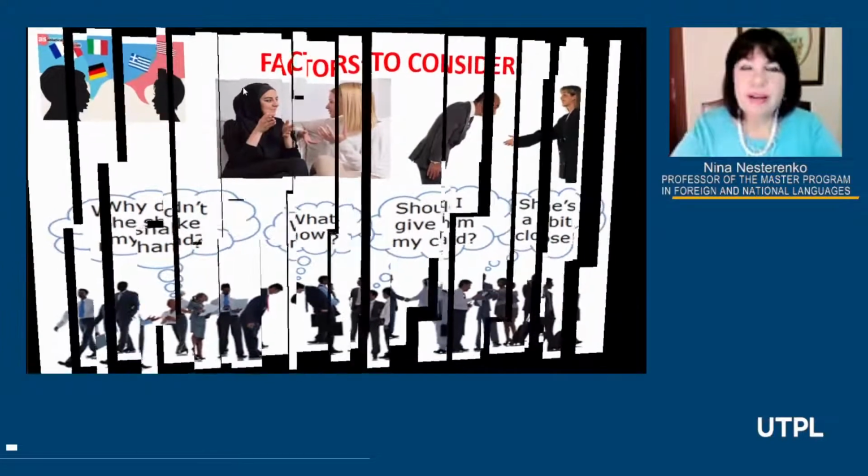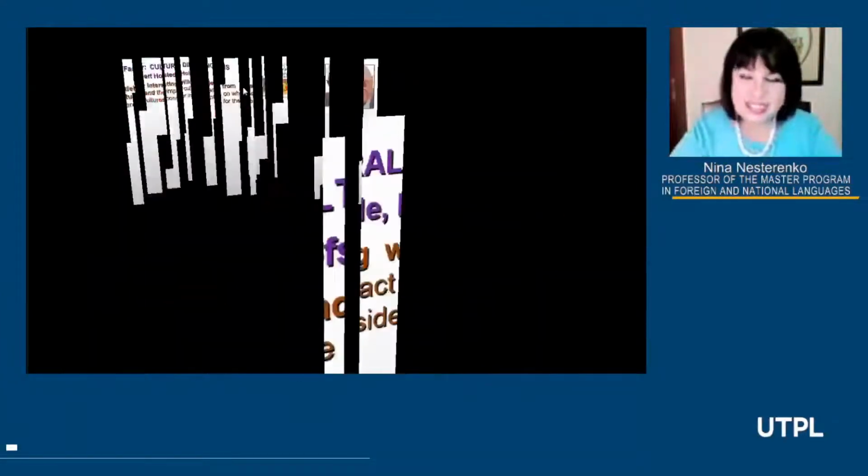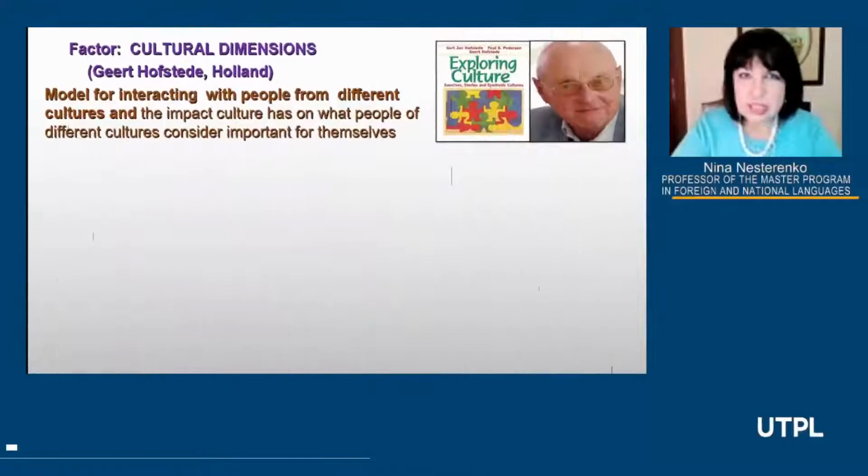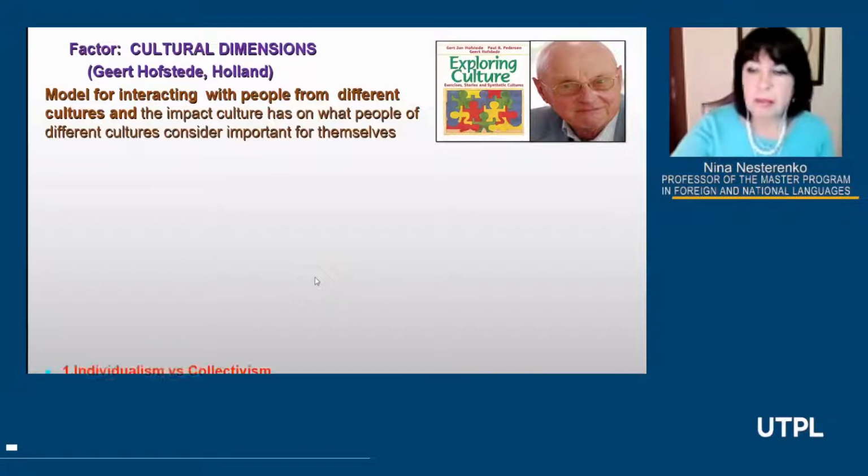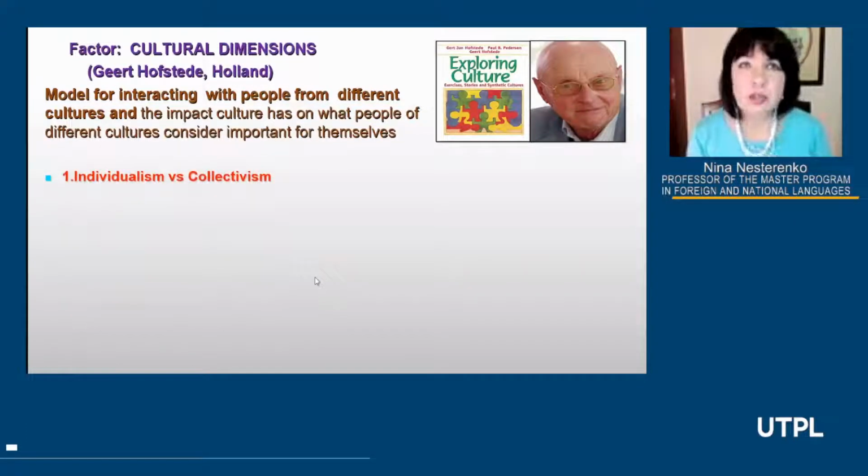Well, so there are actually lots of factors that we need to consider. And in this regard, I'd like to again present Geert Hofstede. He was an outstanding person, as I have said, from Holland, and he outlined cultural dimensions. Those cultural dimensions helped us understand why communication may have breakdowns, why communication may not be achieved completely in a successful way.